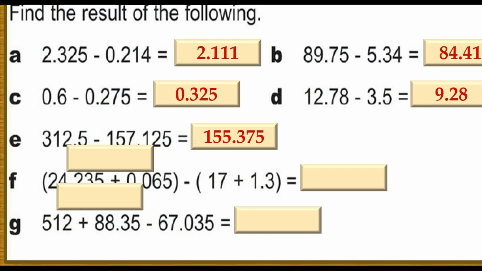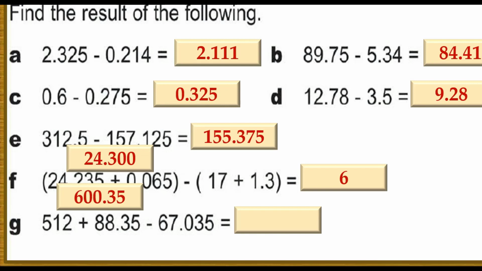What about 24.235? Or 24 and 235 thousandths plus 65 thousandths minus the sum of 17 and 1.3. We can easily get the sum of those two numbers. 17 plus 1.3 equals 18.3. And we can get the sum of those two numbers: 24 and 300 thousandths minus 18.3 equals 6.